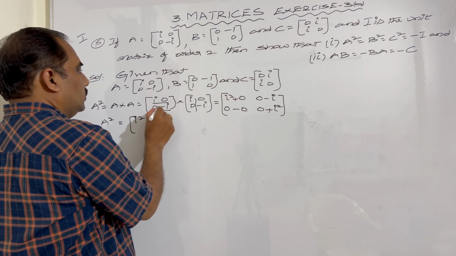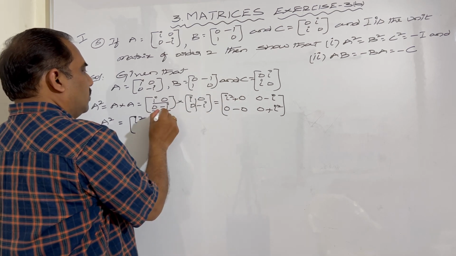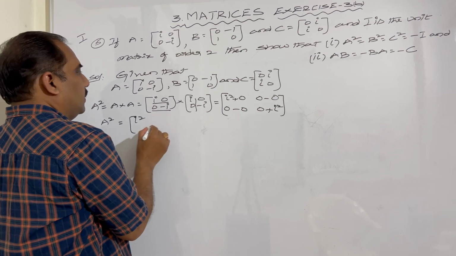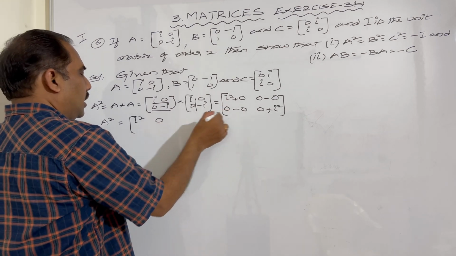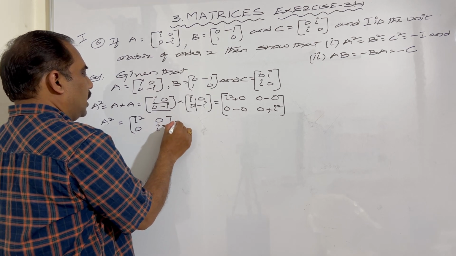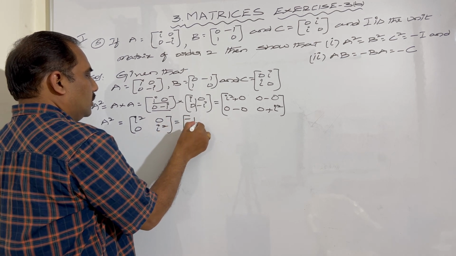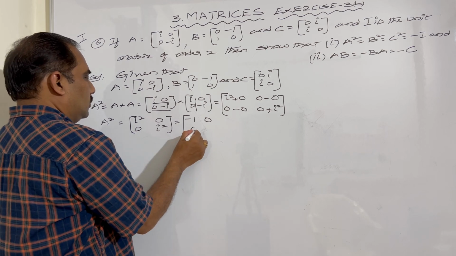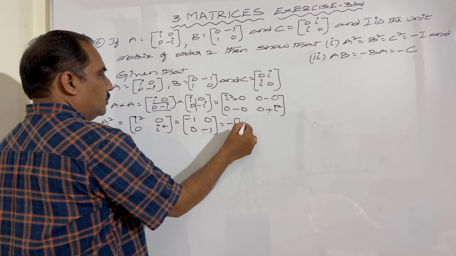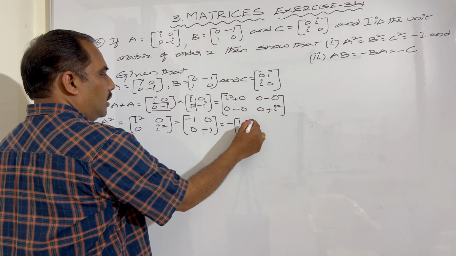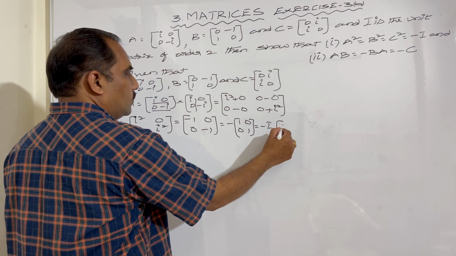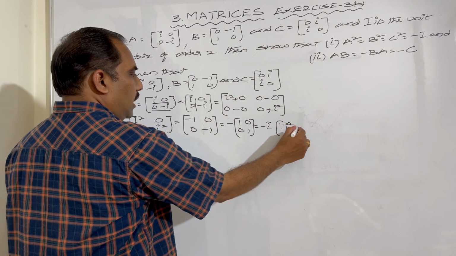So A square is equal to I square in the first position, 0 here, 0 here, and I square in the last position. So we know that I square value is minus 1. That's why it is [[minus 1, 0], [0, minus 1]]. If you take minus common, we can write [[1, 0], [0, 1]], which is equal to minus I, since I square value is equal to minus 1.